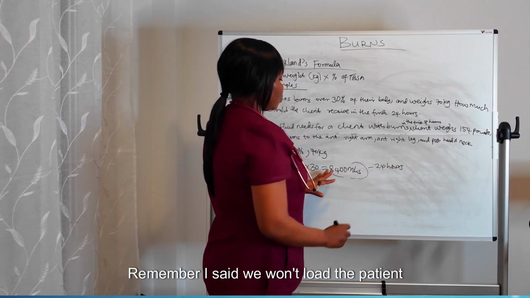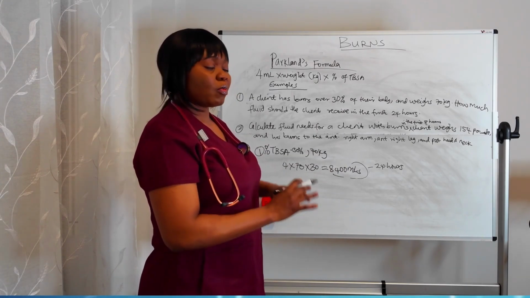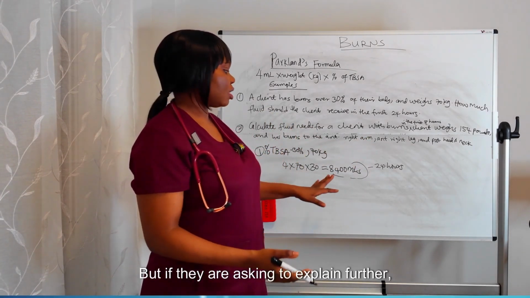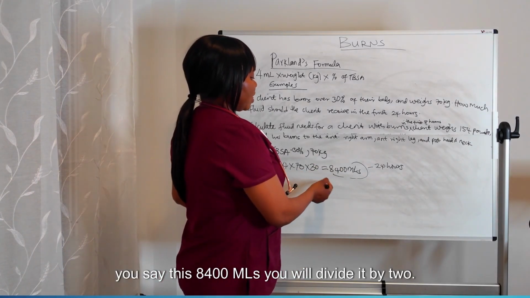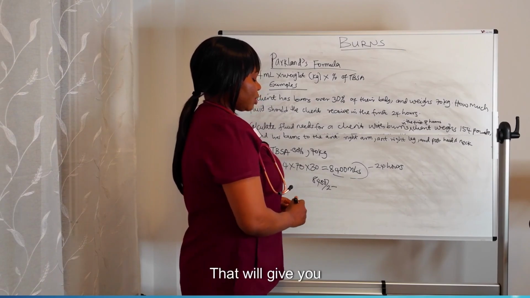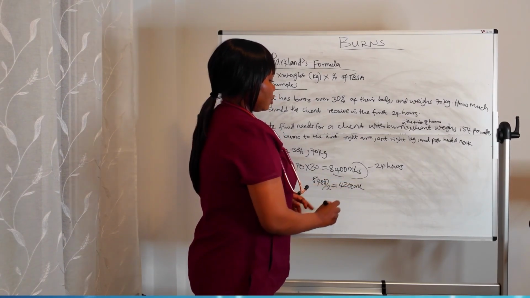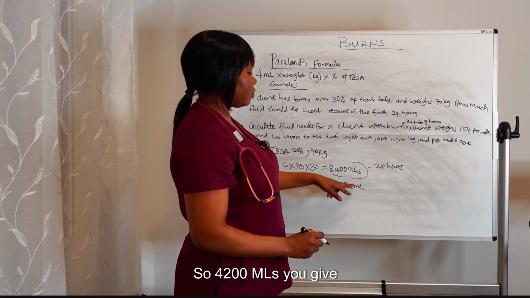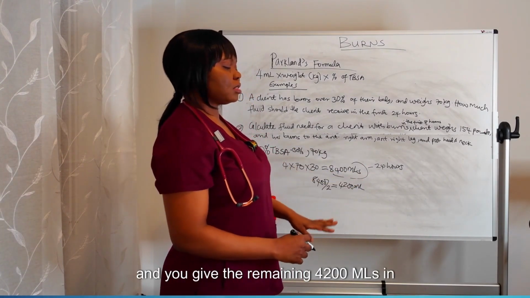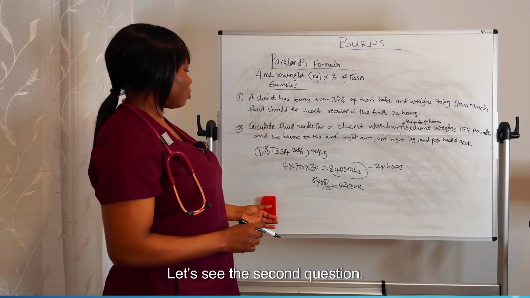Remember I said we won't load the patient with this at once. We'll divide it into 2. But for the question, the answer will be 8,400 ml. But if they are asking you to explain further, you say this 8,400 ml, you will divide it by 2. So 8,400 divided by 2 will give you 4,200 ml. So 4,200 ml you give in the first 8 hours, and you give the remaining 4,200 ml in the remaining 16 hours. So that's for this one. Let's see the second question.